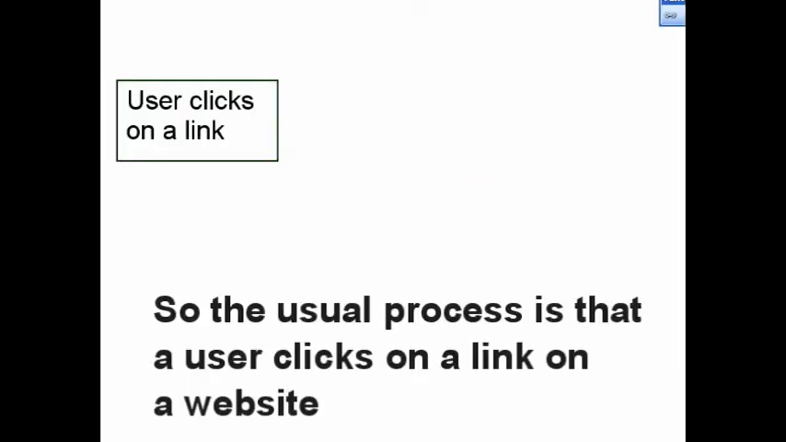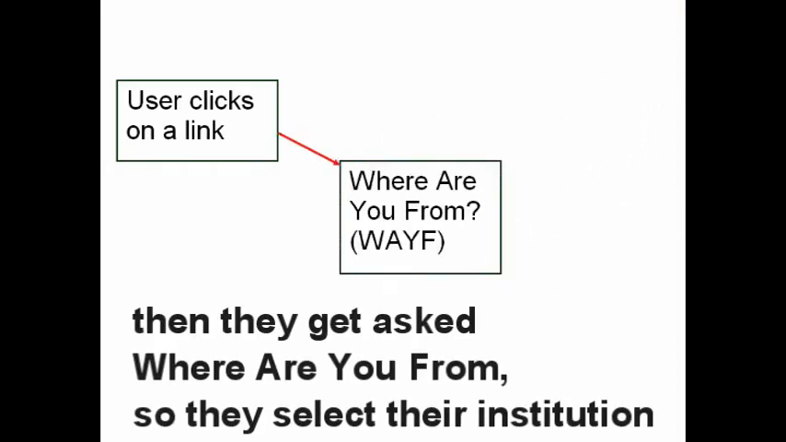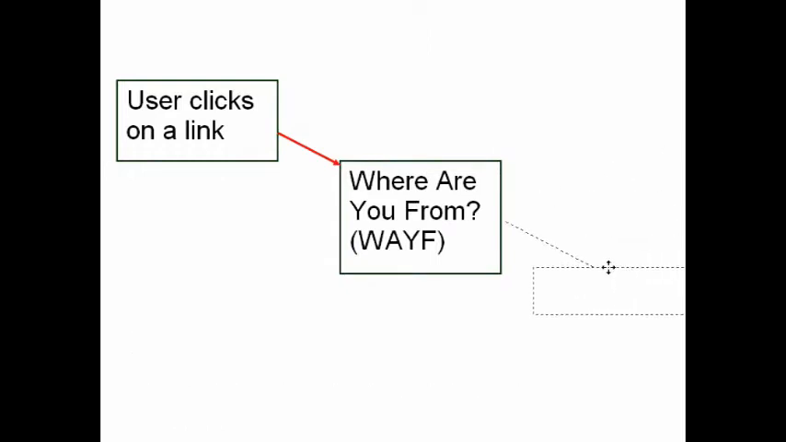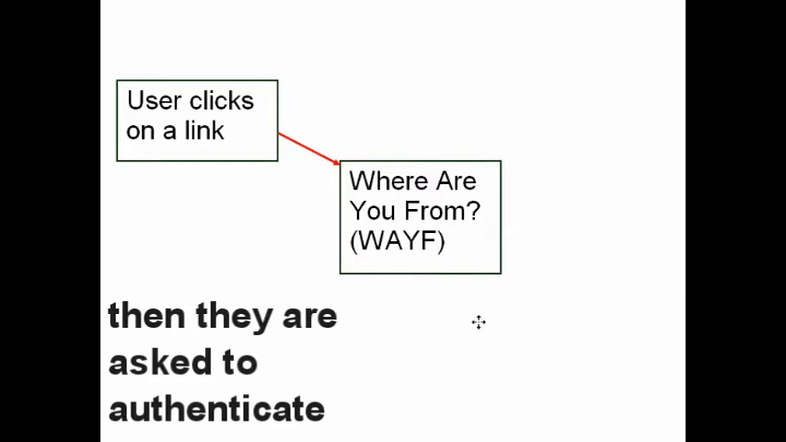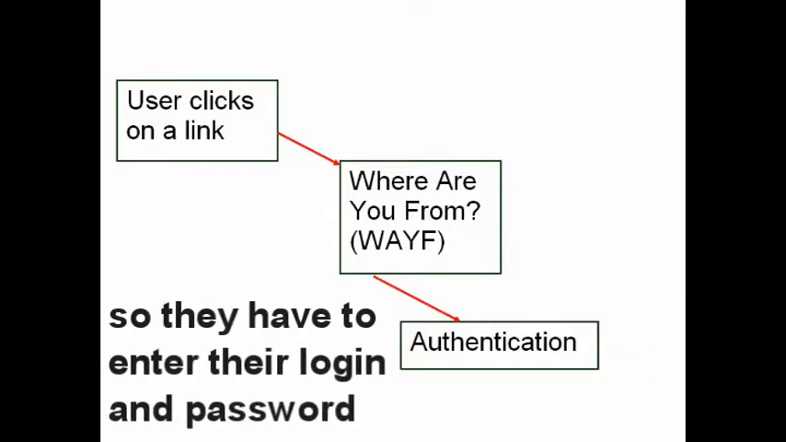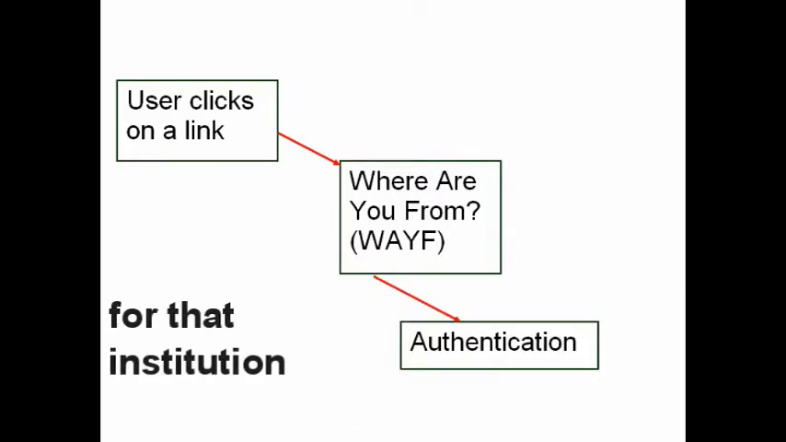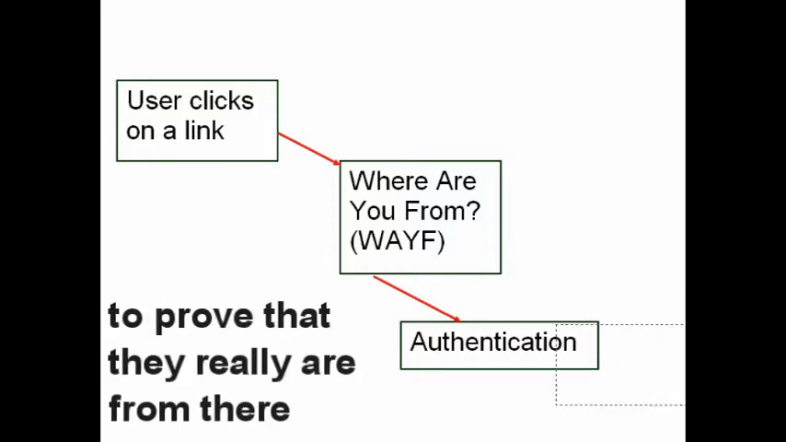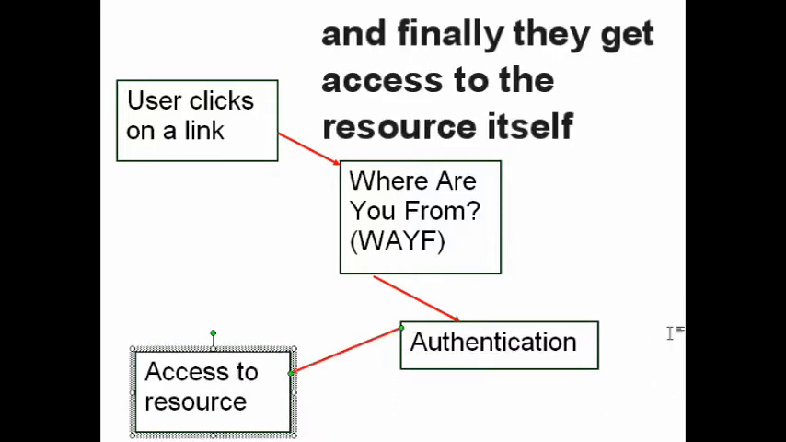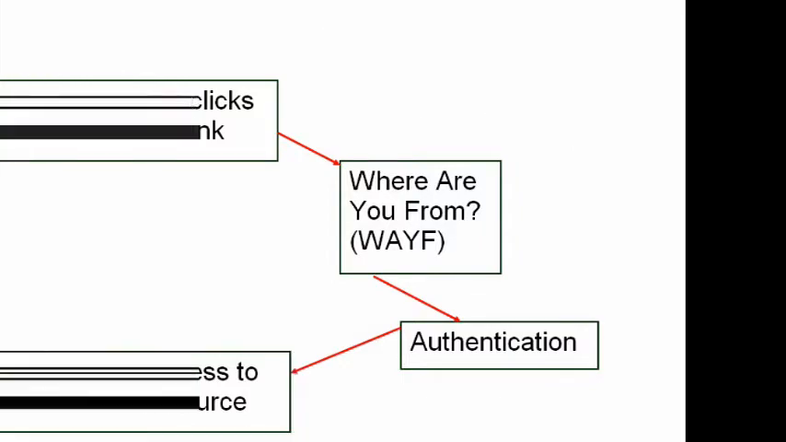So the usual process is that the user clicks on a link on a website, then they get asked where are you from, so they select their institution, then they are asked to authenticate, so they have to enter their login and password for that institution to prove that they really are from there, and finally they get access to the resource itself after going through those processes.